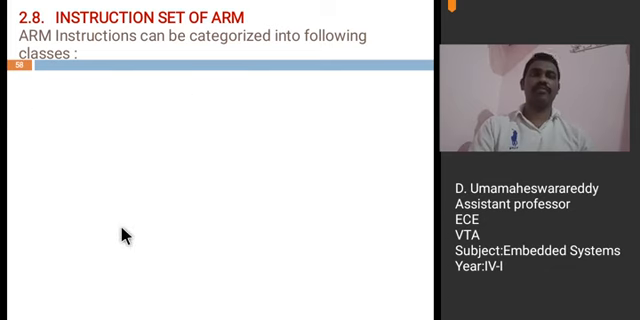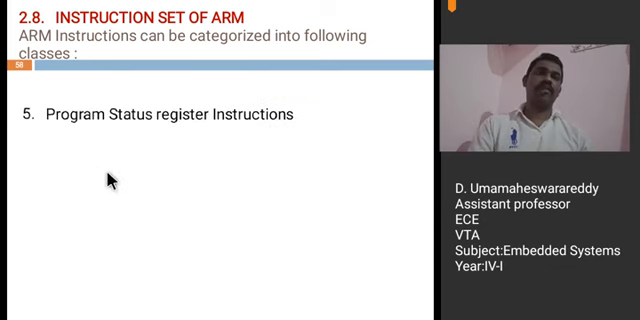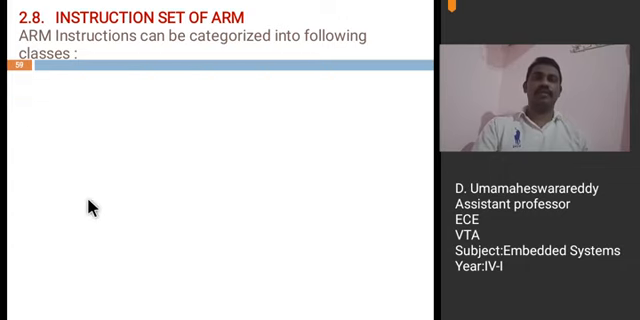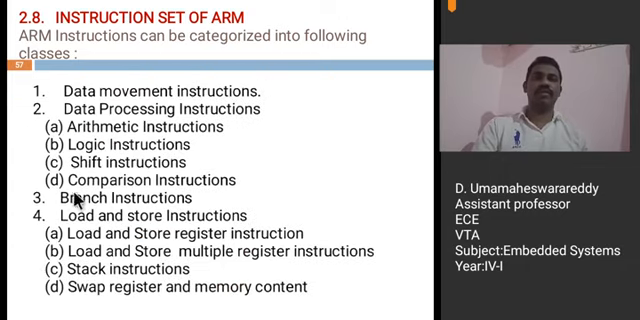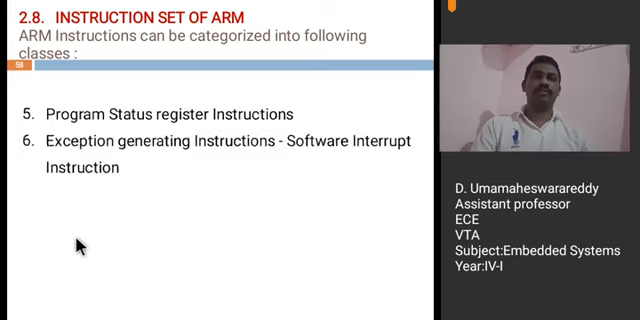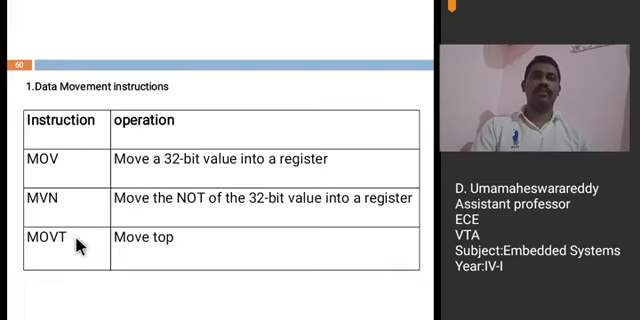Next, program status register instructions. Next, exception generating instructions, that are software interrupt instructions. And these are the ways in which the ARM instruction set is classified into. Let us see each one in detail. The first one is data movement instructions.